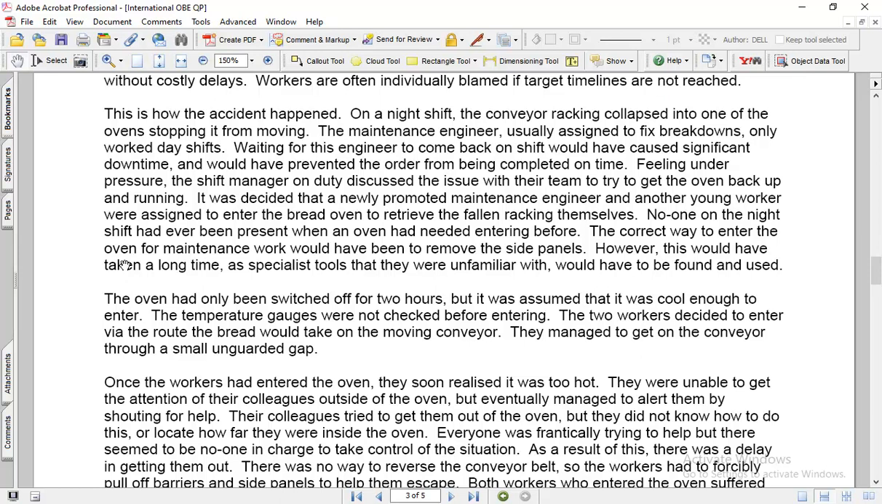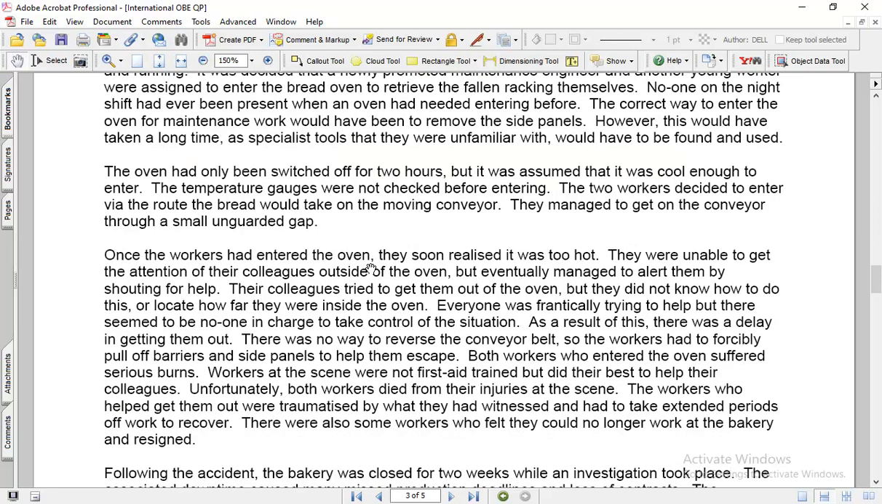The correct way to enter the oven for maintenance work would have been to remove the side panels. However, this would have taken a long time, as specialist tools they were unfamiliar with would have to be found and used. So the proper way is to remove the side panels and fix the racking, but it needs the use of specialist tools, and there was no one familiar with those tools.